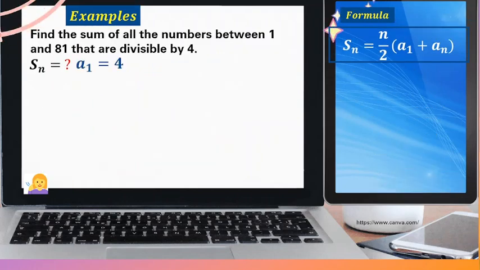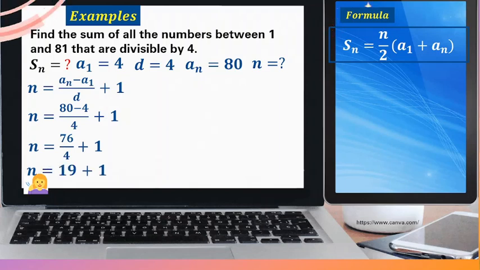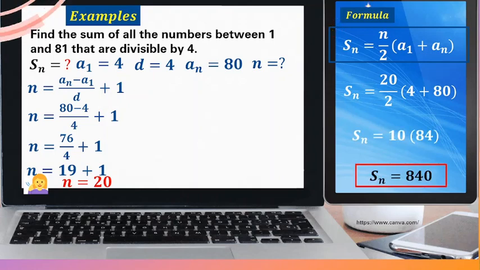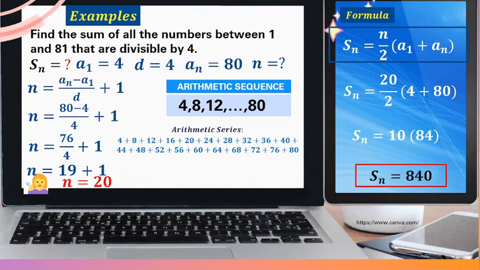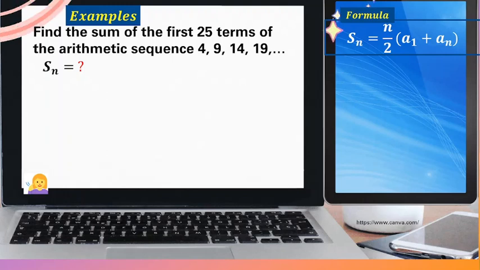Find the sum of all the numbers between 1 and 81 that are divisible by 4. So the first term is 4, the common difference is 4, and the last is 80. How many terms are there? Using the formula, A sub n is 80, A sub 1 is 4, divided by the common difference 4, plus 1. So n is 20. Then plug in all the known values to the formula. We have S sub n equals 840.